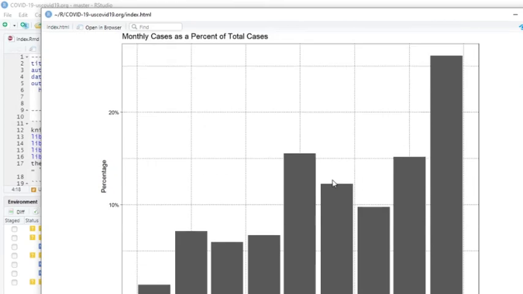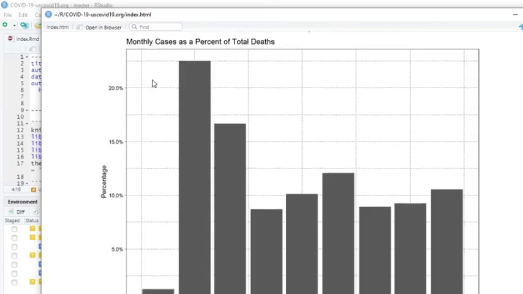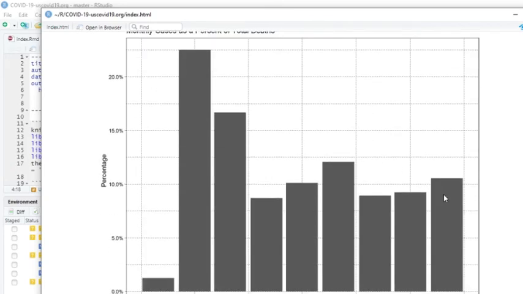Monthly cases, that's a percent of total. So you can see 10, 15, 20, 25. So currently, November's cases are accounting for about 25% of the total cases. While, if it's good news, it's just here, the current month's November deaths only account for about 10 or 11% of the total deaths.